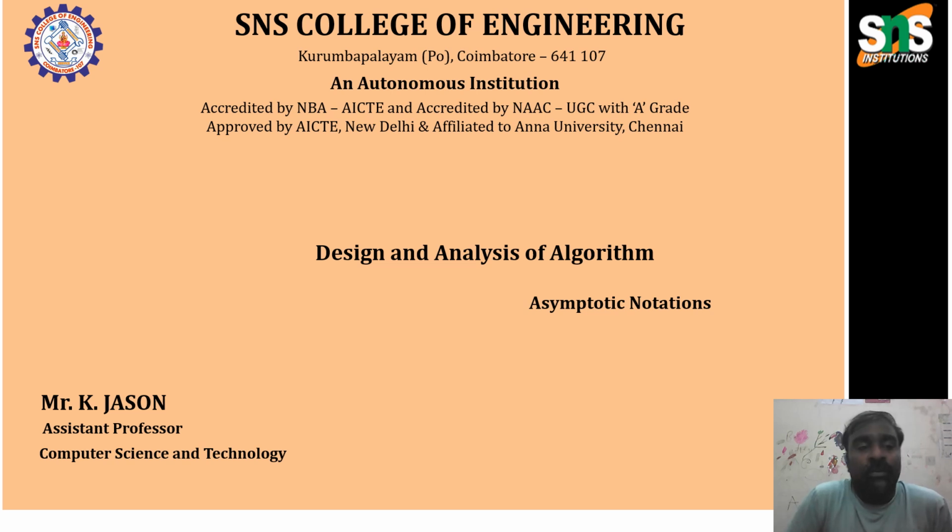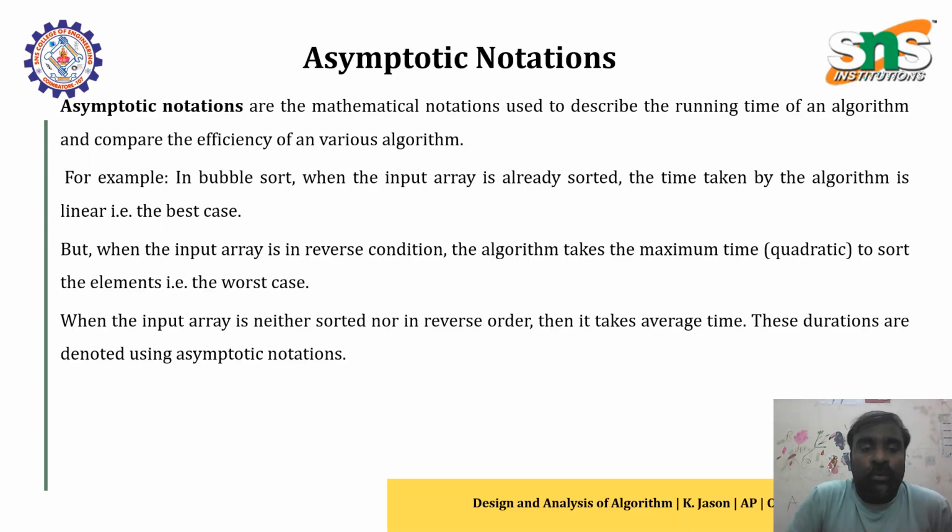Yes, dear students, today we discuss asymptotic notation. So first of all, you have to know what is called asymptotic notation. Asymptotic notation is a mathematical notation used to describe the running time of an algorithm and compare the efficiency of various algorithms. So asymptotic notation means we have to discuss the running time of an algorithm.